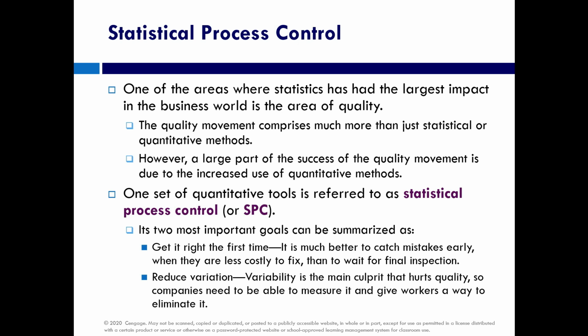The most important goal can be summarized as get it right the first time. It is much better to catch mistakes earlier when they are less costly to fix than to wait for the final inspection. Reduce variation. Variability is the main culprit that hurts quality. Companies need to be able to measure it and give workers a way to eliminate it.